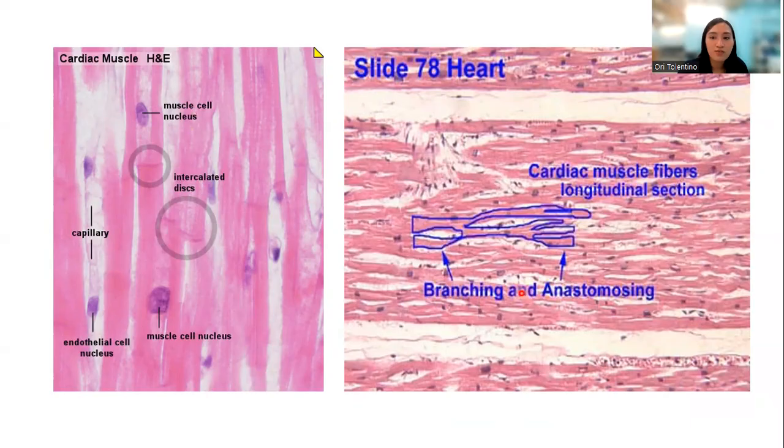Their myofibrils are usually sparser and less organized than your skeletal muscle, so they have fainter striations. They are still striated, but their myofibrils are not organized like your skeletal muscle. Also, the cells are branching and anastomosing, allowing the fibers to interweave in a more complicated arrangement.